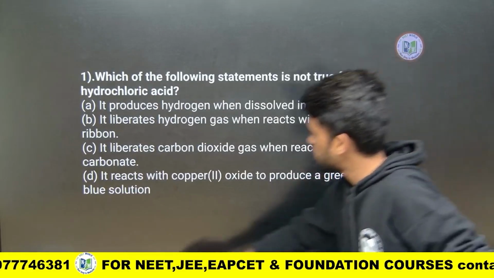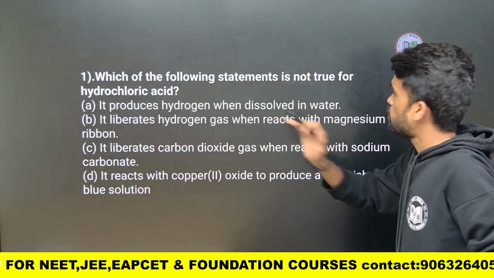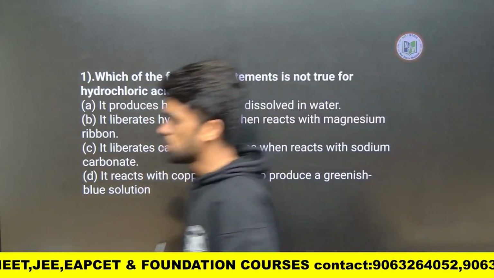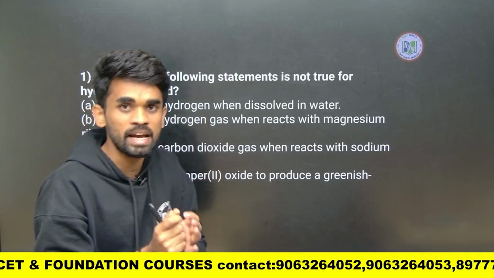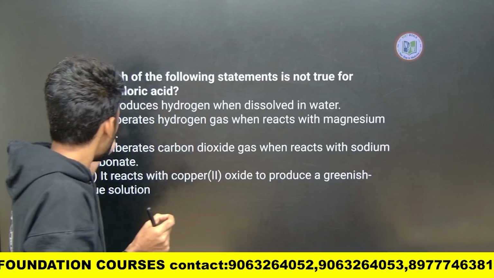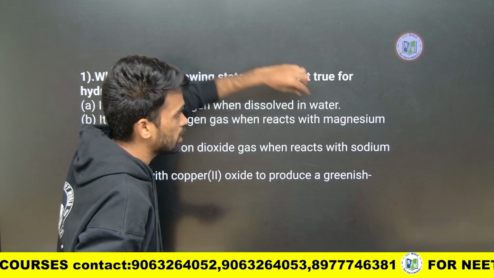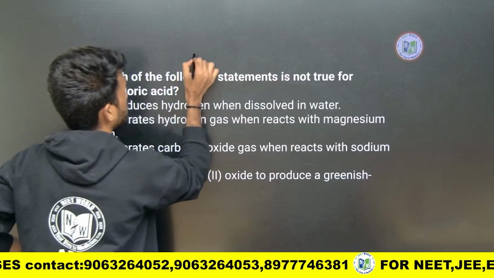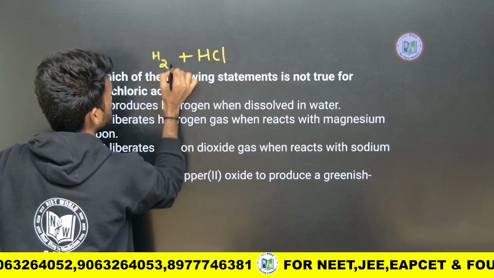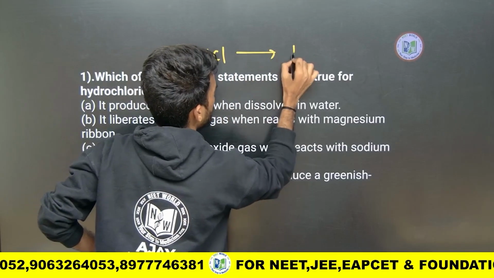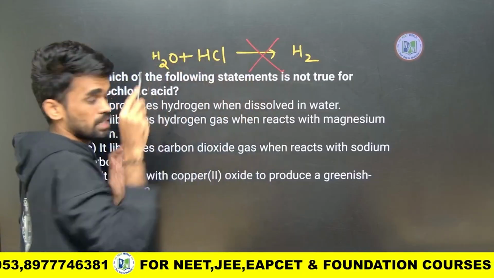Look at this: which of the following statements are not true for hydrochloric acid? Just give a try. Yes, this is very easy. Just read the first option: it produces hydrogen gas when dissolved in water. So when HCl acid is dissolved in water, they are saying it will produce hydrogen gas. Is this correct? No, right? So it is incorrect. Why?